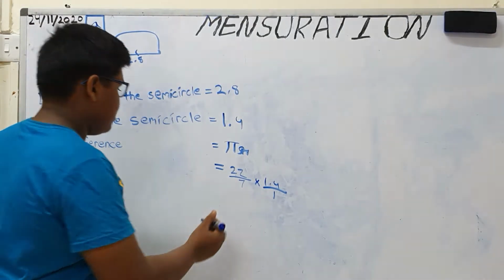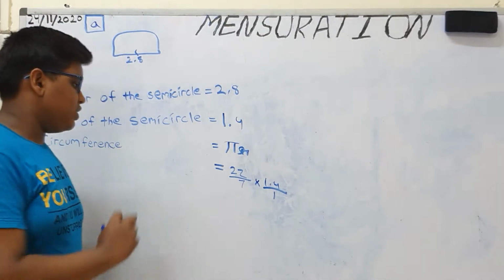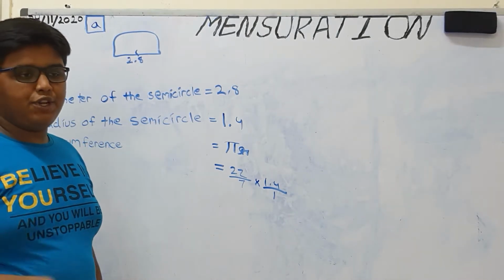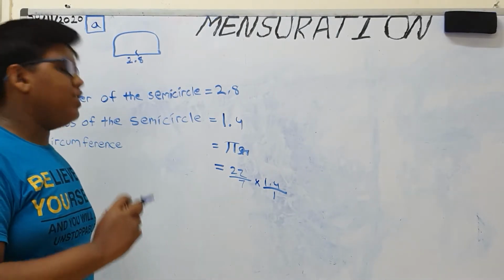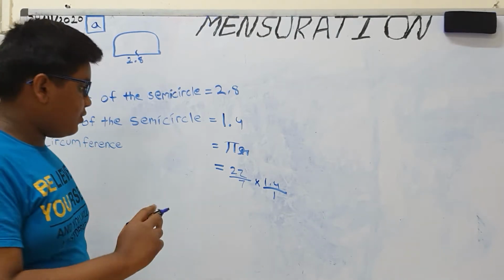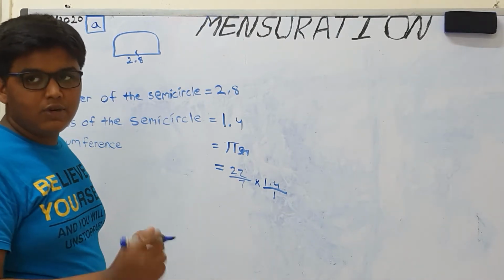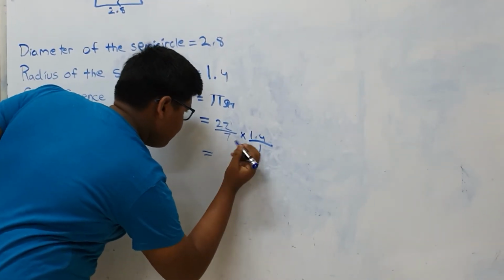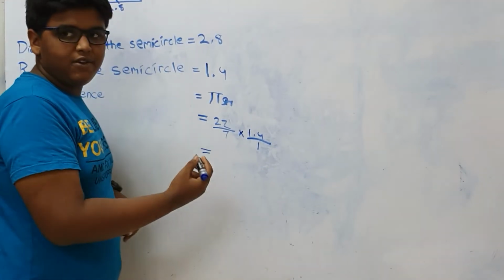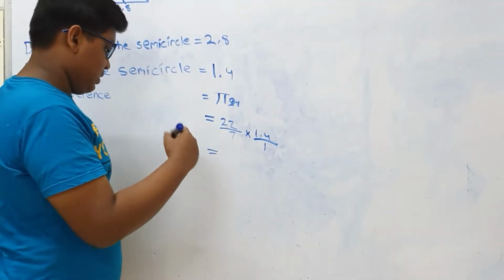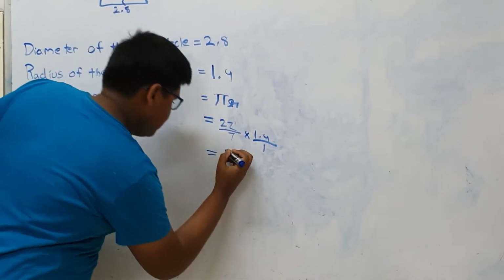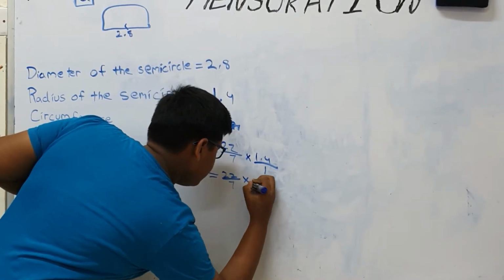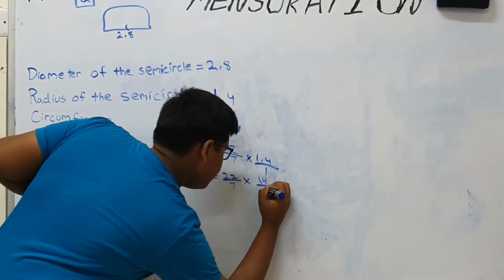Now what we have to do is, before multiplying, we have to convert this 1.4 by 1 into a fraction or whole numbers. Now we have to multiply 1.4 by 1 into 10 over 10. Now what we'll get is 22 by 7 into 14 by 10.